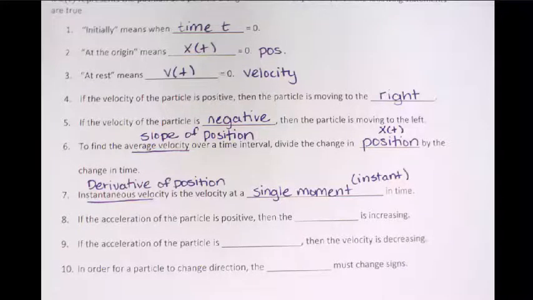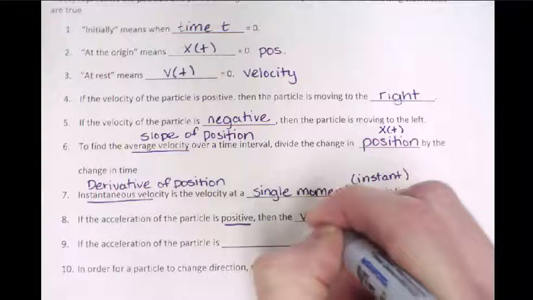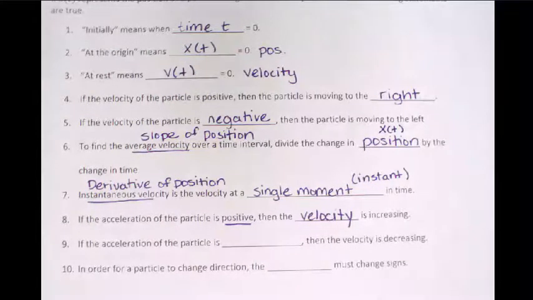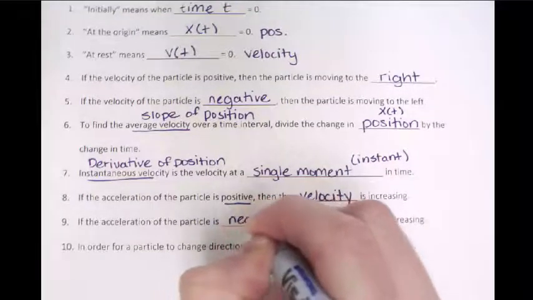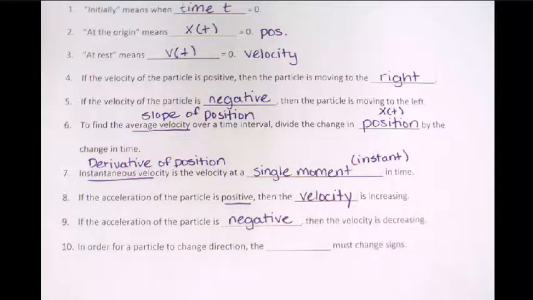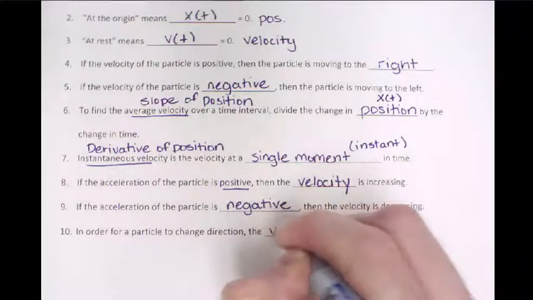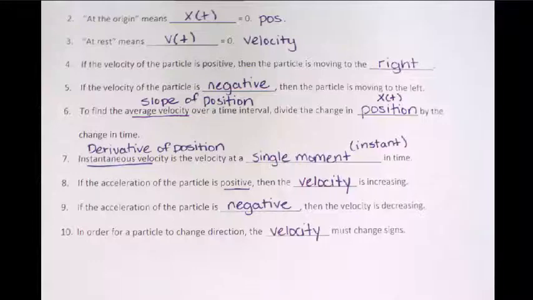Okay? If the acceleration is positive, remember acceleration is the derivative of velocity, so if the derivative is positive, then the original function, which in this case would be velocity, is going to increase. And if the acceleration is negative, then the velocity is decreasing. And in order for the particle to change directions, the velocity must change signs. You must go from a positive velocity to a negative or vice versa in order to change directions.